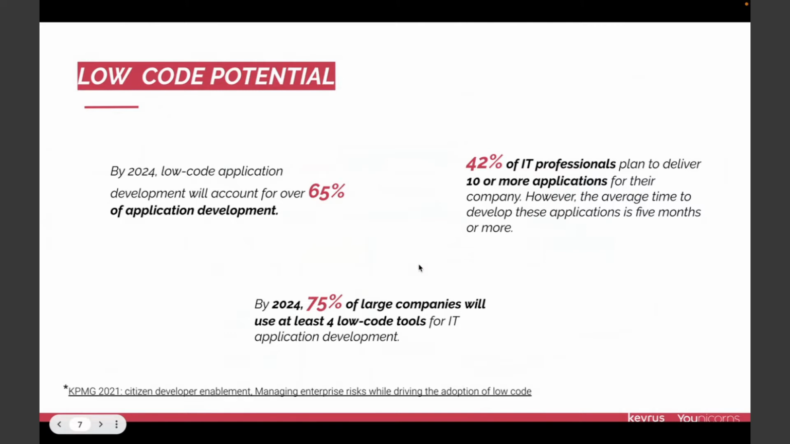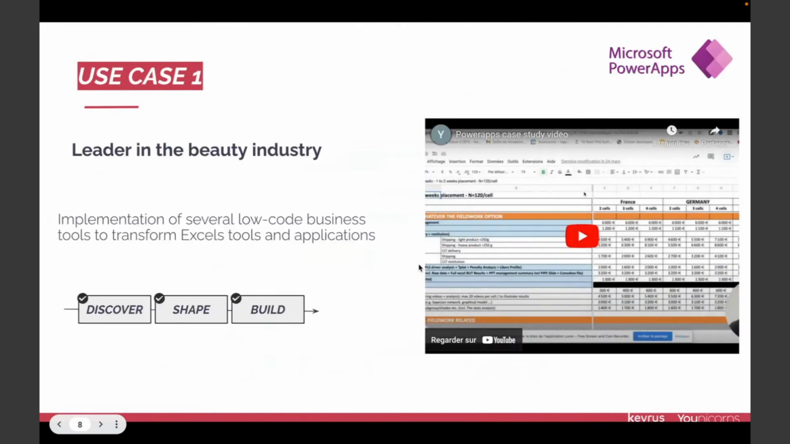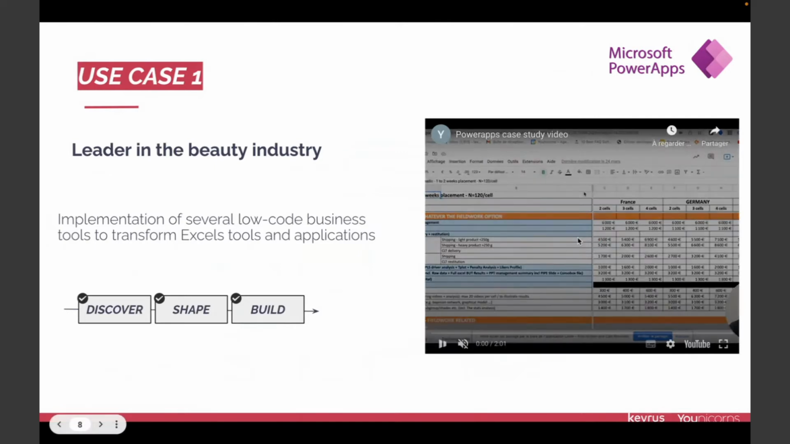It avoids shadow IT, and it allows citizen developer programs to actually build apps that solve a daily need that they have. So we'll go through a few use cases, and we'll start with the first use case, which is for one of the biggest companies in the beauty industry, where we've implemented different low-code solutions to basically transform traditional Excels into applications. Let me show you and share the video.